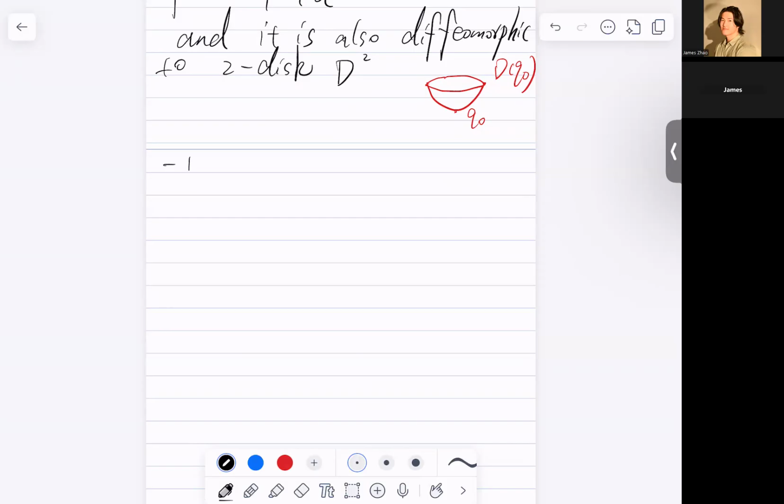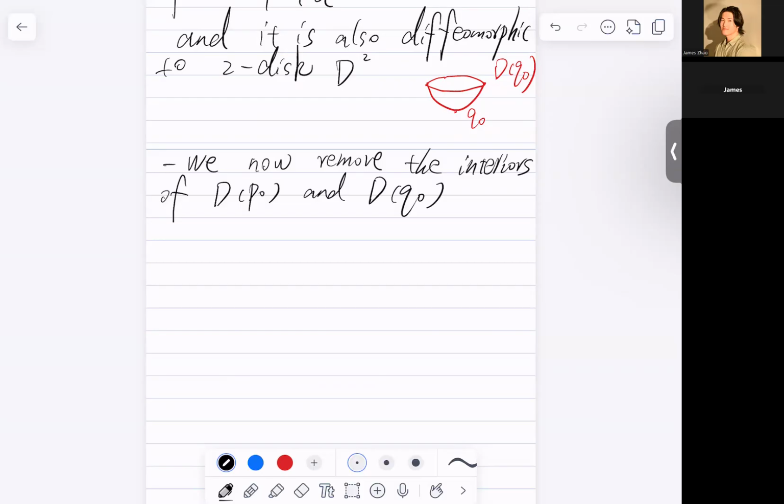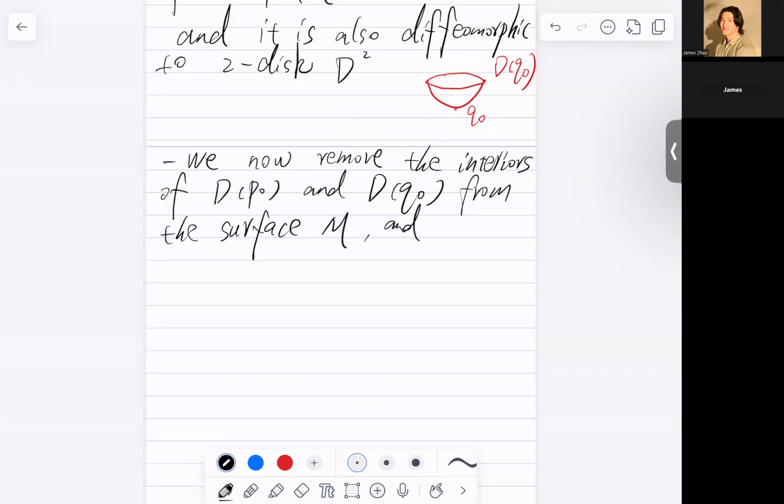Then we want to do this. We now remove the interior of our DP naught and DQ naught. So those two little disks, we want to remove the interiors from the surface M, and denote by M naught the resulting surface with boundary.